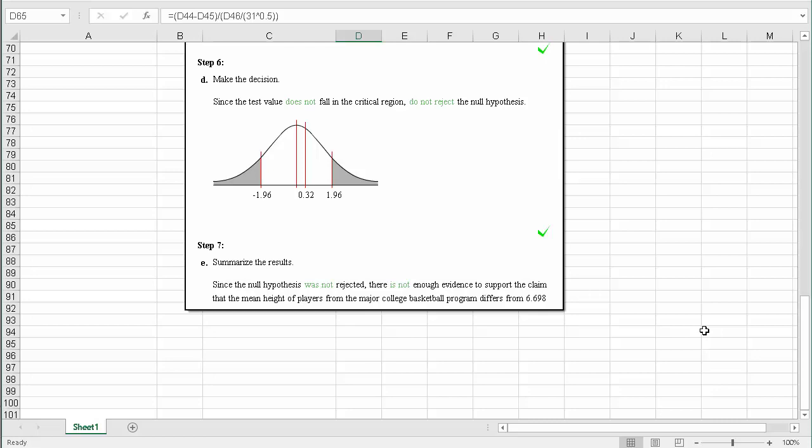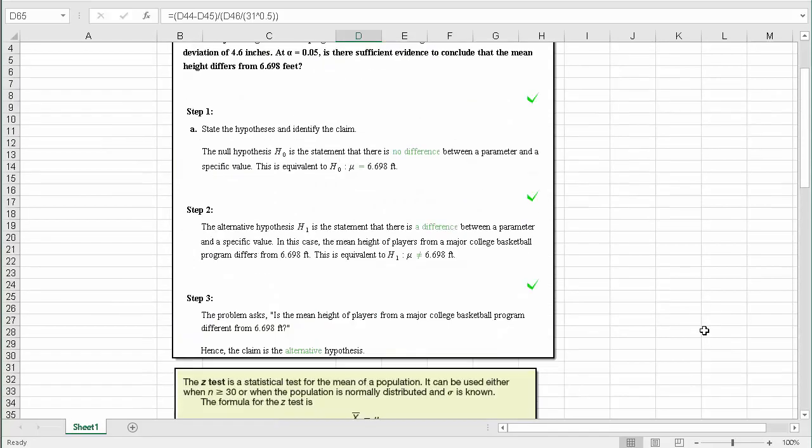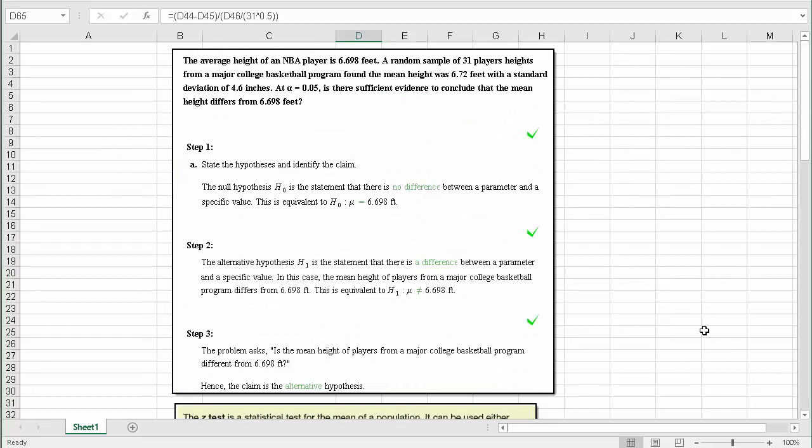feet. Okay, so I hope you found that beneficial and helpful to you in understanding hypothesis testing.